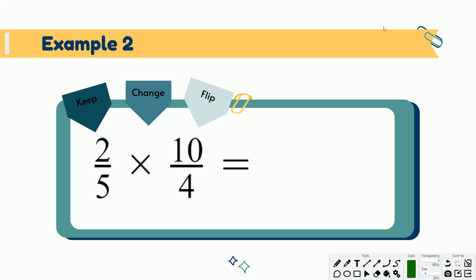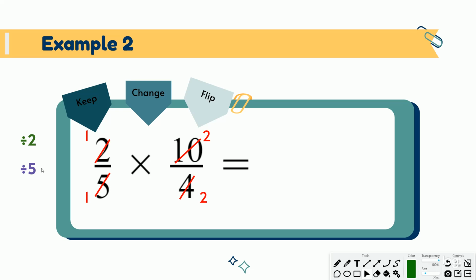Now I need to look to see if there's anything I can cross cancel. I have my 2 and my 4 here, and I know that those are both even numbers, so I can divide both of those by 2. So 2 divided by 2 gives me 1, and 4 divided by 2 gives me 2. Now I have 5 and 10. Those are both divisible by 5, so I'm going to do that to both numbers. 10 divided by 5 is 2, and 5 divided by 5 is 1.